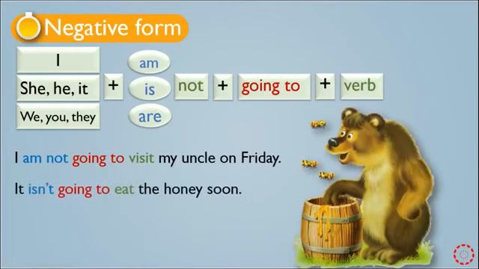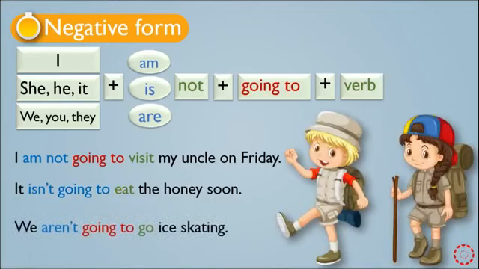The second example, it isn't going to eat the honey soon. Eat is the base form. Another example, we are not going to go ice skating. Going to go. We use the base form of the verb, which is go.